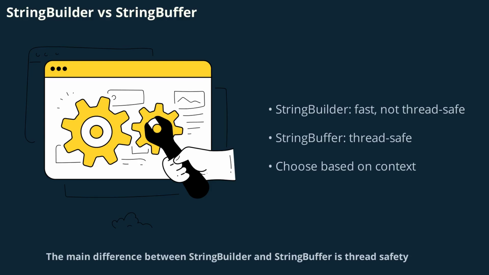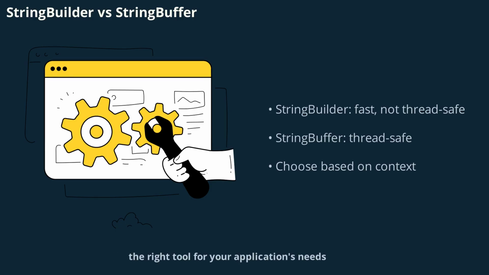The main difference between StringBuilder and StringBuffer is thread safety. StringBuilder is faster but not thread-safe, while StringBuffer is thread-safe but slightly slower. Use StringBuilder for single-threaded tasks and StringBuffer for multi-threaded scenarios. Understanding this distinction helps you choose the right tool for your application's needs.